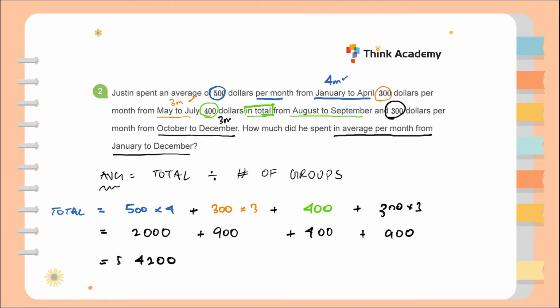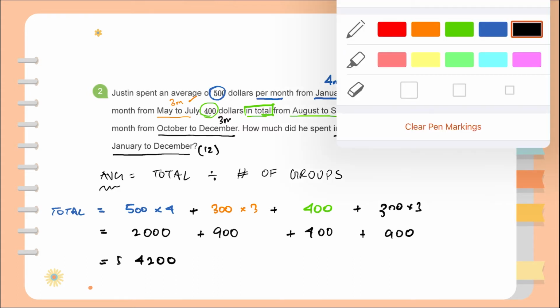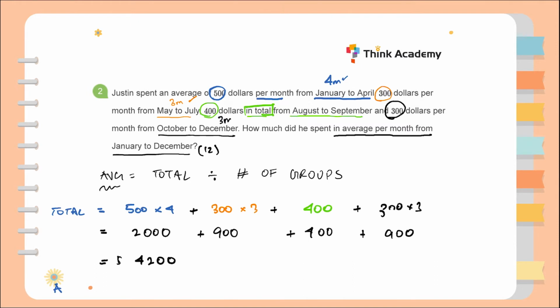And how many groups do we have? What do we mean by this? That means how many, in this case, months do we have? Well, we know that is 12, isn't it? 12 months, January to December. So we have finally our average spending every month as 4,200 divided by 12, which will give us a certain amount of spending per month. What do you guys think it is? Very good.